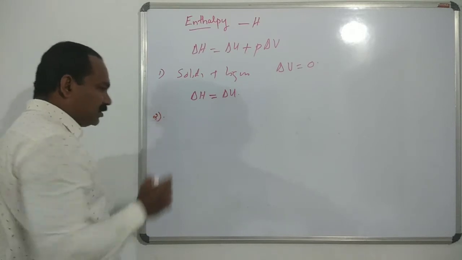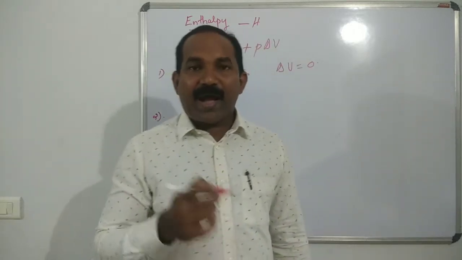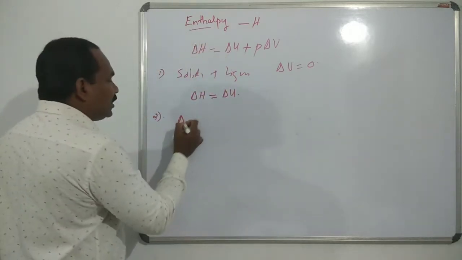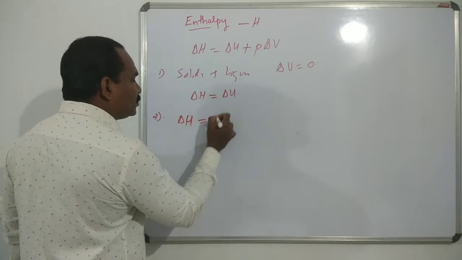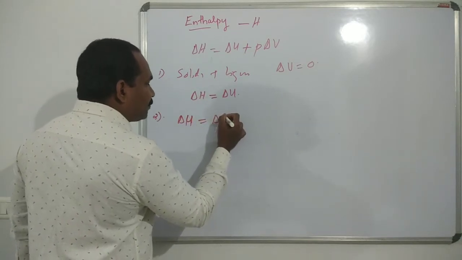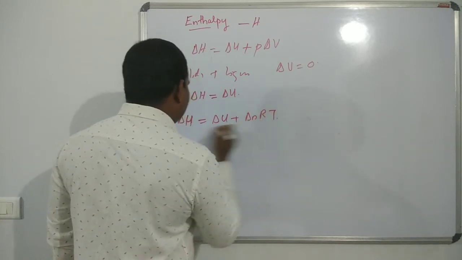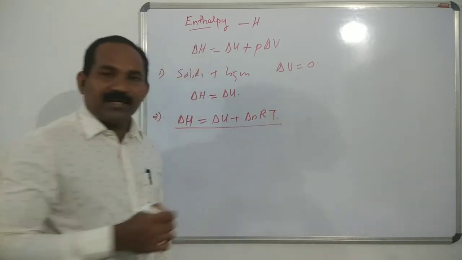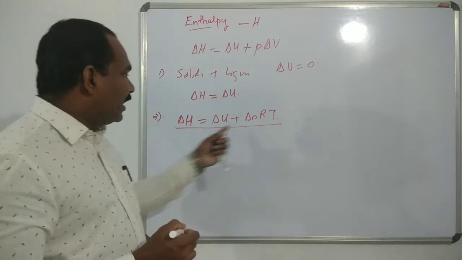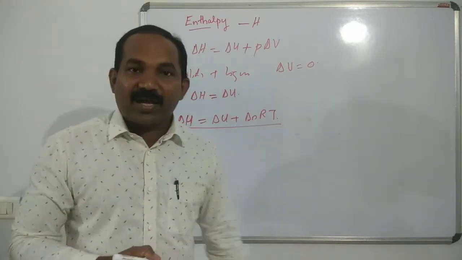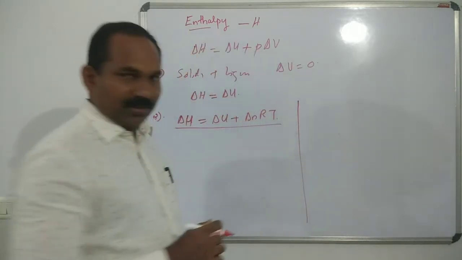Second case, for ideal gas. For ideal gas, delta H is equal to delta U plus delta nRT. This is the relationship between delta H and delta U. Let's derive what happens in this equation.